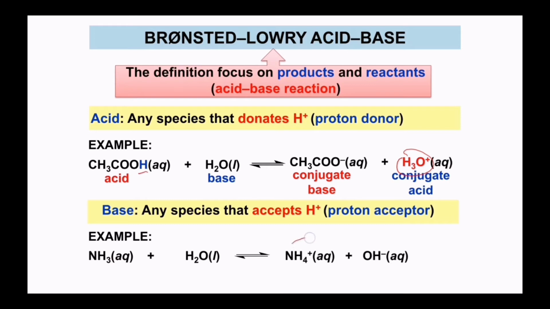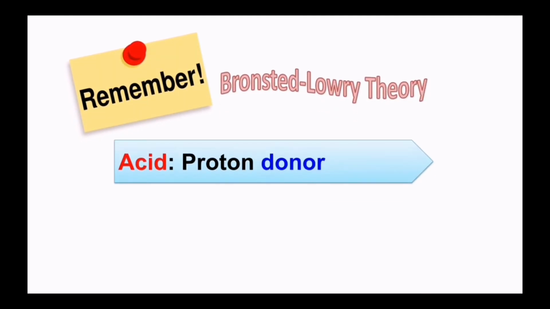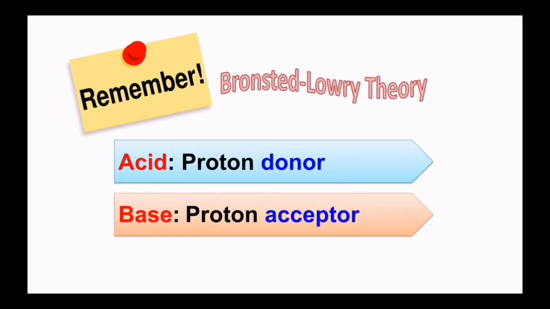Focusing on this species, NH4 plus, that means NH3 has an extra H plus. So that means NH3 accepts a proton. So that makes NH3 a base, right? Therefore, its product is going to be the conjugate acid. Meanwhile, water will be the acid and OH minus will be the conjugate base. Remember, according to Bronsted-Lowry theory, acid is the proton donor, meanwhile base is the proton acceptor.